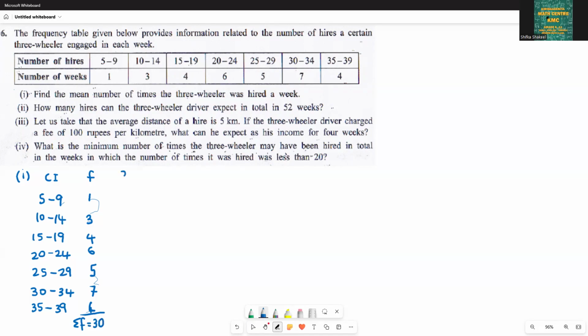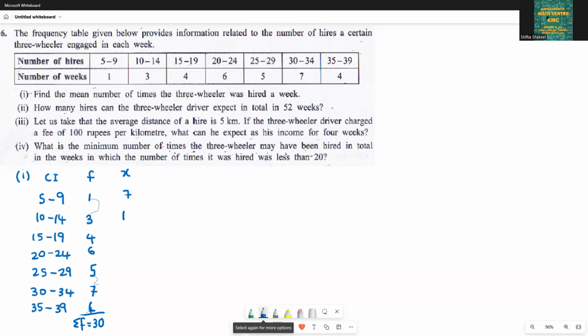Next column is the X column. You can swap the F column and X column, no problem. The X column is the mid-value column. To calculate the mid-value, you have to add these two and divide by 2. That's how we calculate the mid-value column. So 5 plus 9 is 14, divided by 2 is 7. Likewise, we can find the other mid-values.